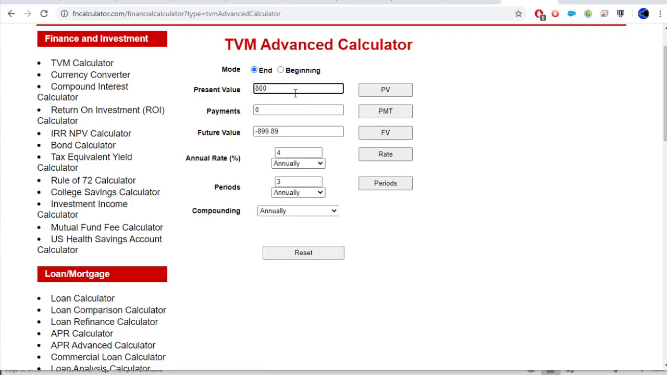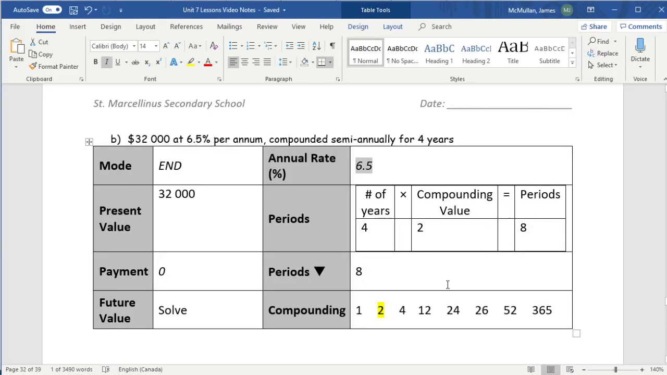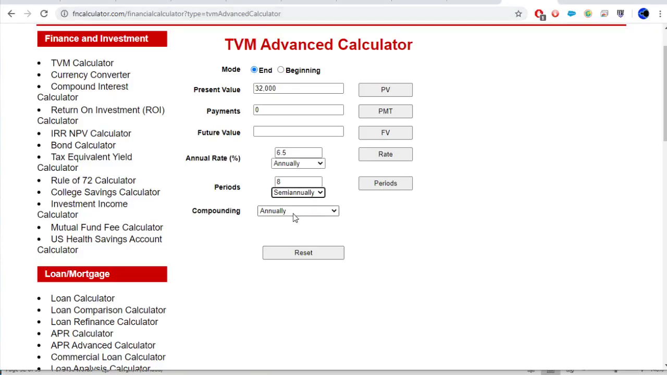Okay, so I borrowed $32,000. It is 6.5% for 8 periods of being semi-annually, and the compounding, what did the compounding say? Semi-annually.